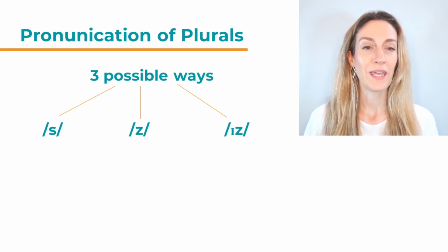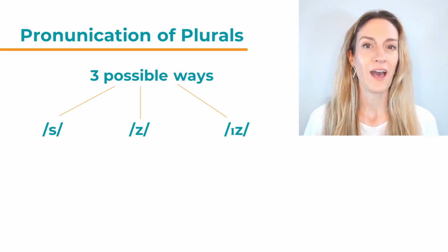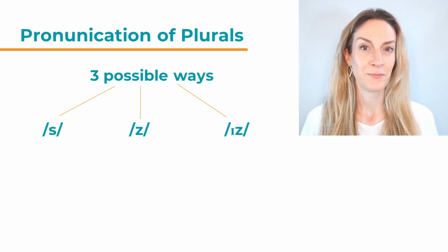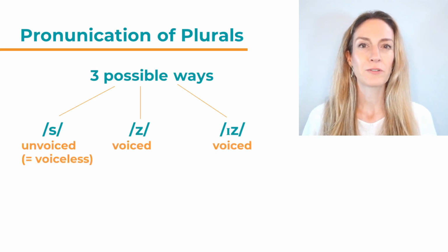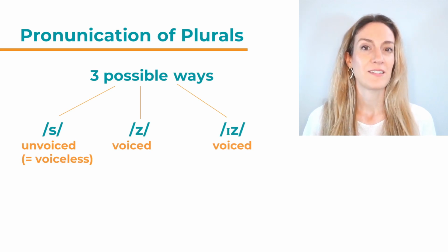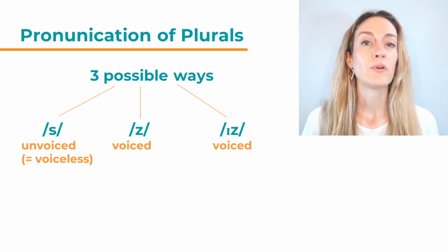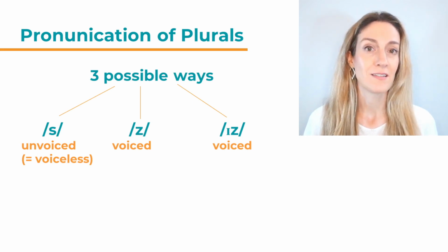First of all, we have s. Then, secondly, we have z. And thirdly, we have iz. And hopefully you were already able to hear that the first one, s, is an unvoiced sound. It's a fricative, and it's unvoiced or also voiceless, that is the same.